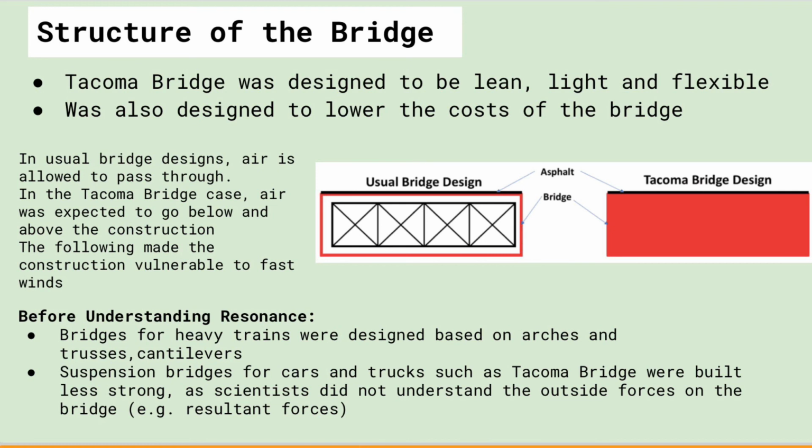Before understanding resonance, bridges for heavy trains were designed based on arches, cantilevers, and trusses, and suspension bridges for cars, such as Tacoma Bridge, were built less strong, and scientists didn't understand the outside forces on the bridge, for example, resultant forces.